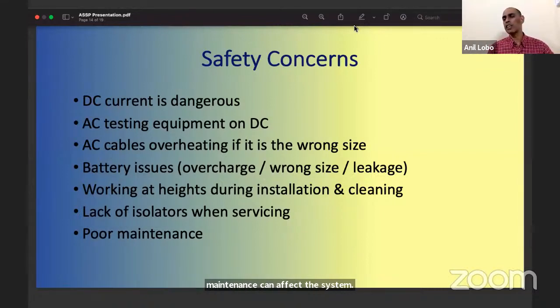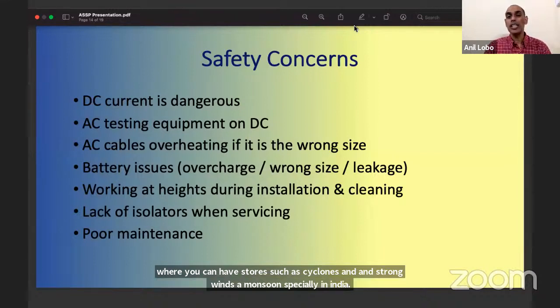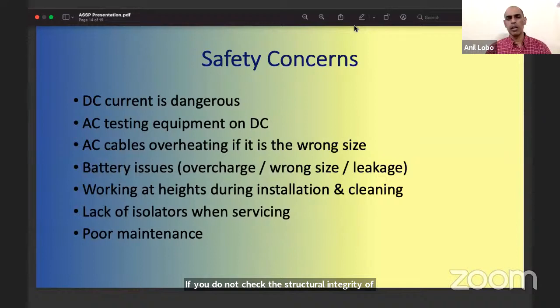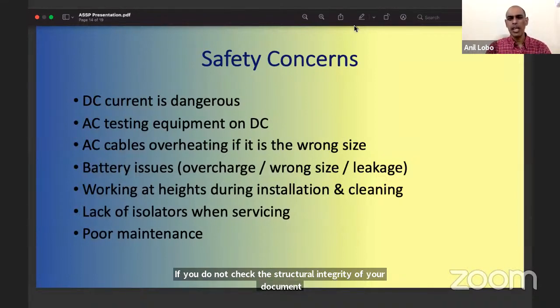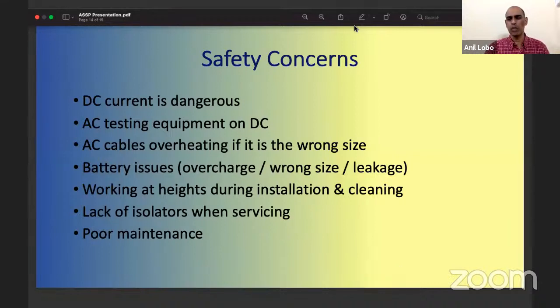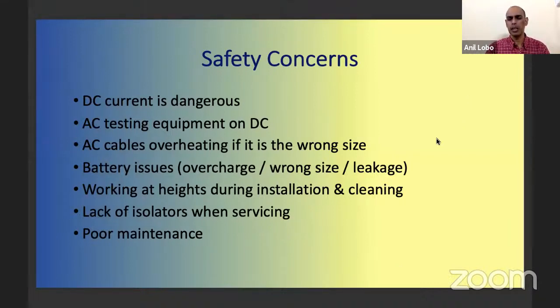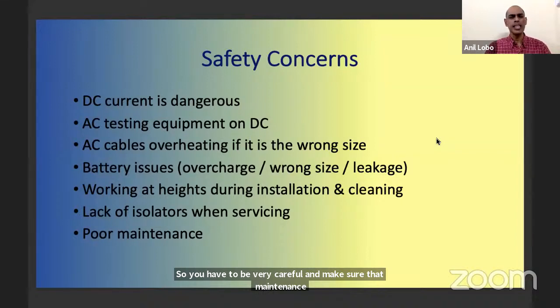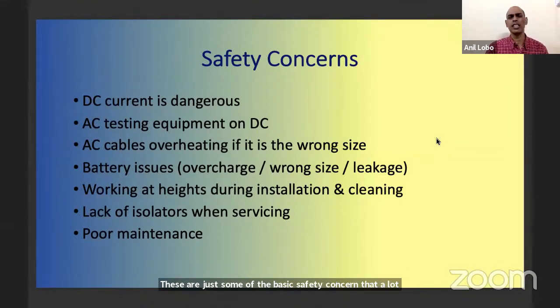And there is another safety concern, especially when you're installing in a corrosive environment, an environment where you can have storms such as cyclones and strong winds, the monsoons, especially in India. If you do not check the structural integrity of your metal frame, when the winds blow, the monsoons, your whole solar system can blow away, especially if you have very strong winds and strong storms. So you have to be very careful and make sure that maintenance is done on a regular basis. These are just some of the basic safety concerns. There are a lot of other concerns, and we can think about it and work on it on a case-to-case basis.